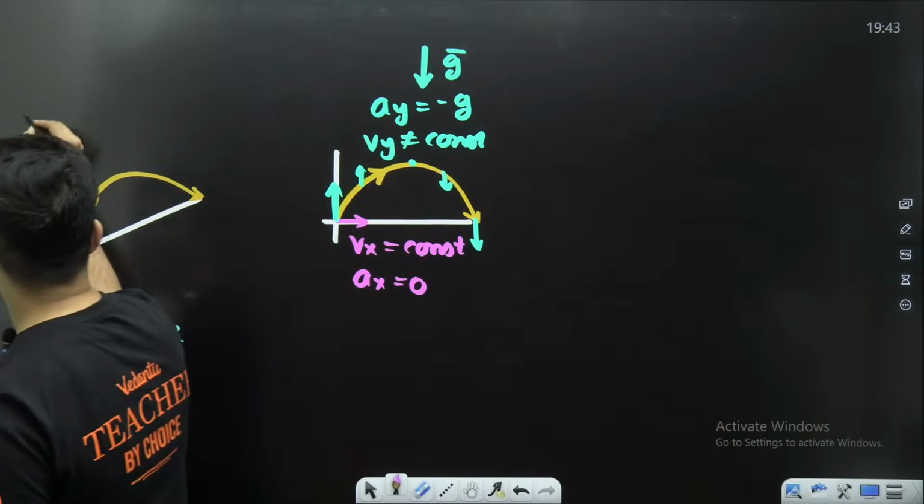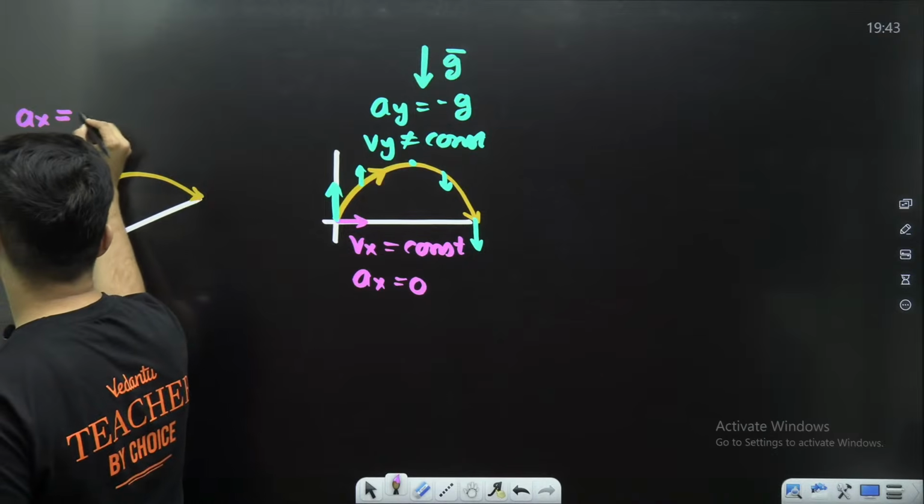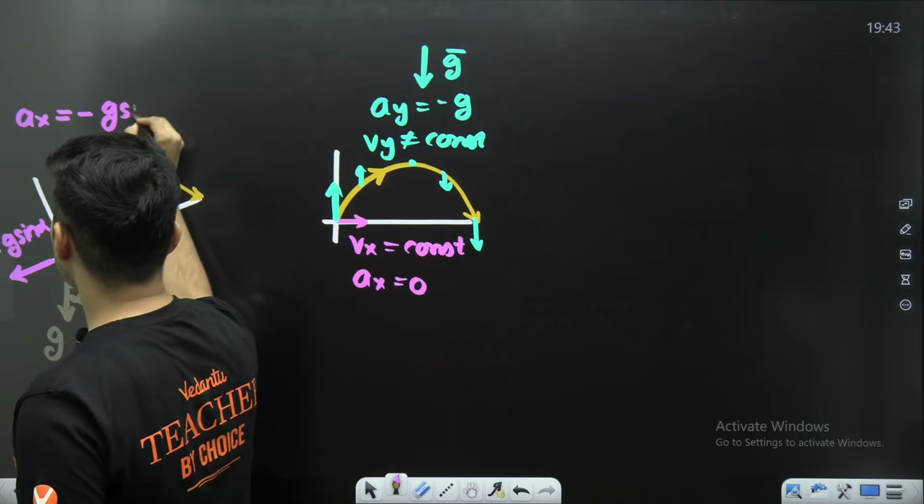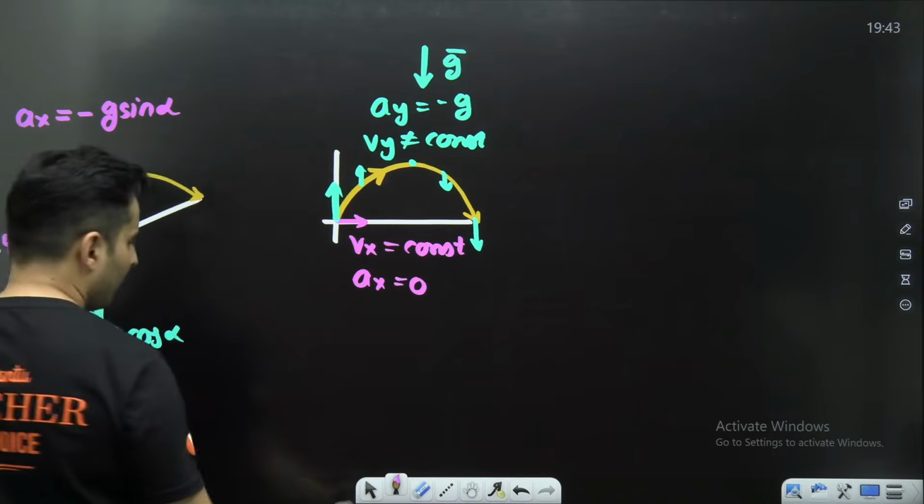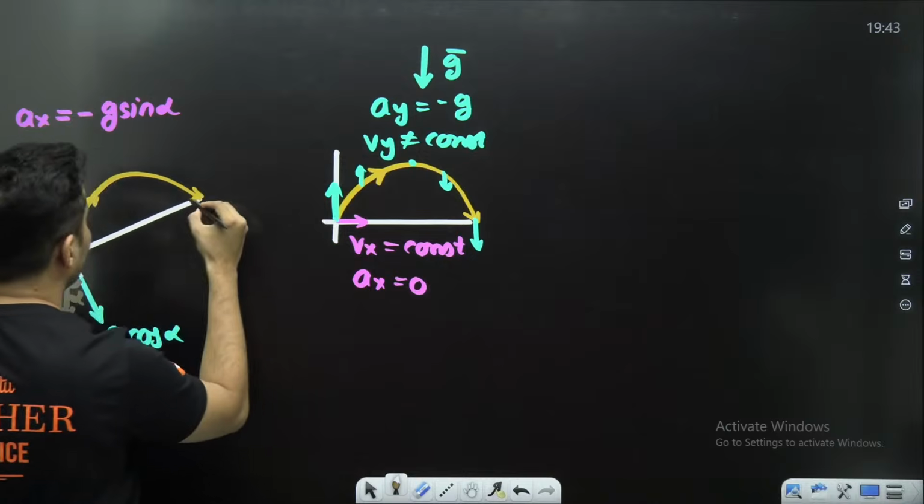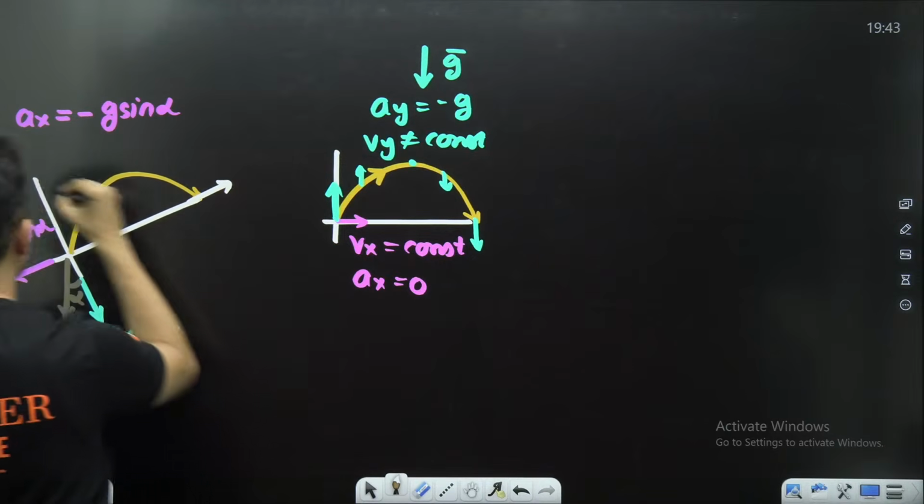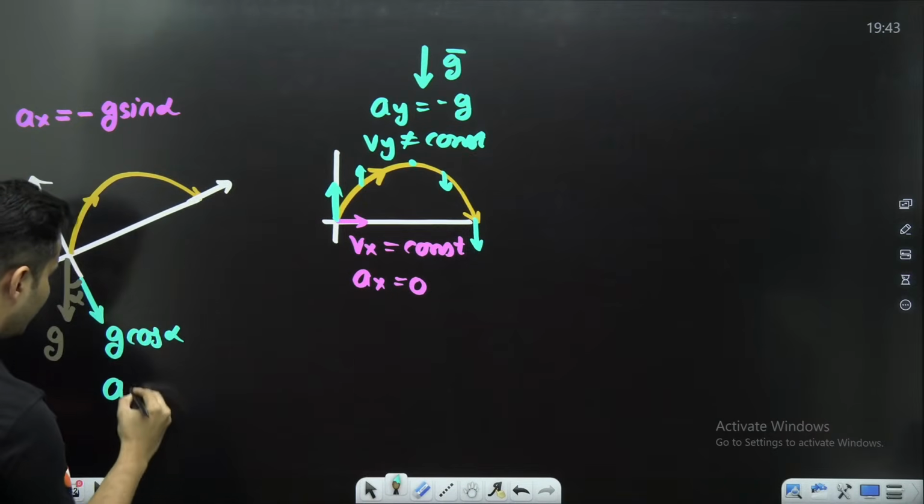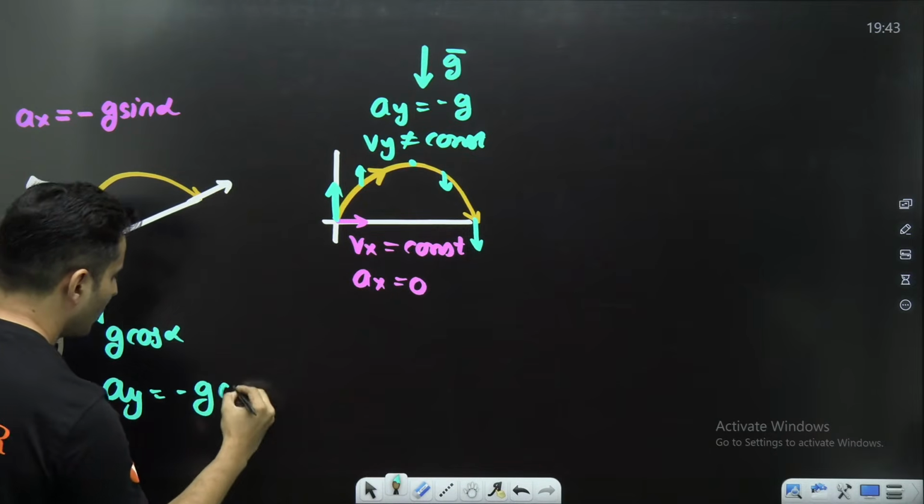In fact, you would say that the x acceleration is negative, because this is the x-axis and it's opposite, so negative g sine alpha. Remember, this is your x-axis and this is your y-axis, and the y acceleration is negative g cos alpha.